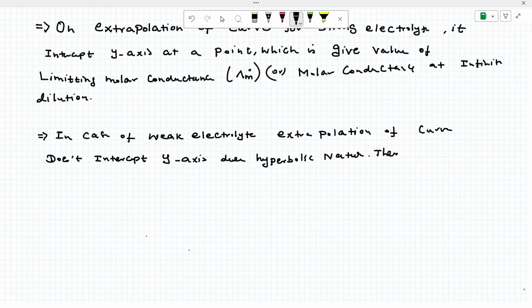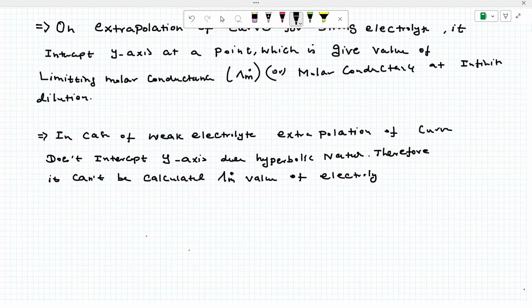Therefore, lambda m naught value of weak electrolyte cannot be calculated. Okay. Important, note this. Very, very important piece.